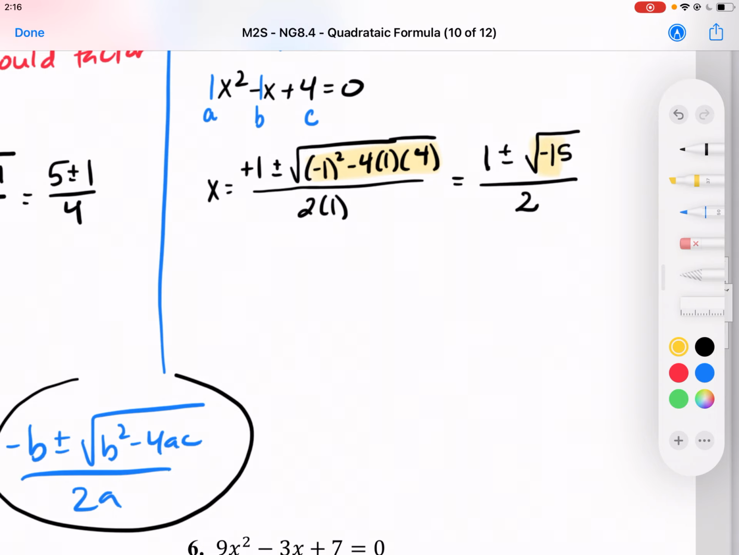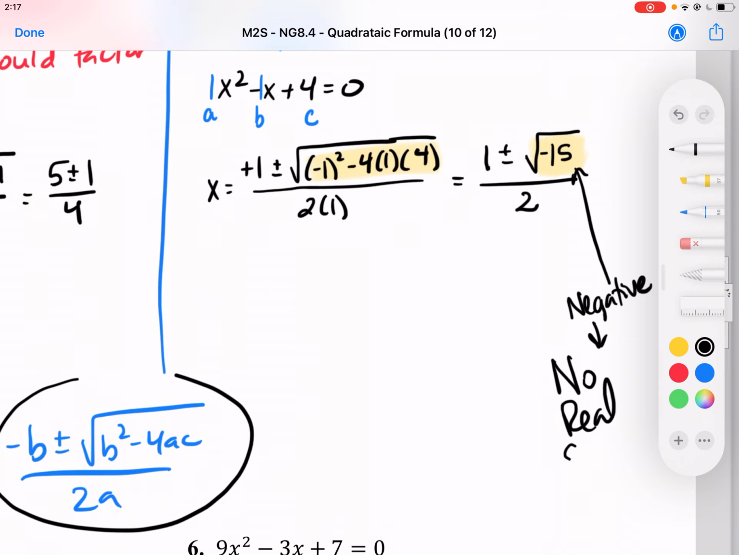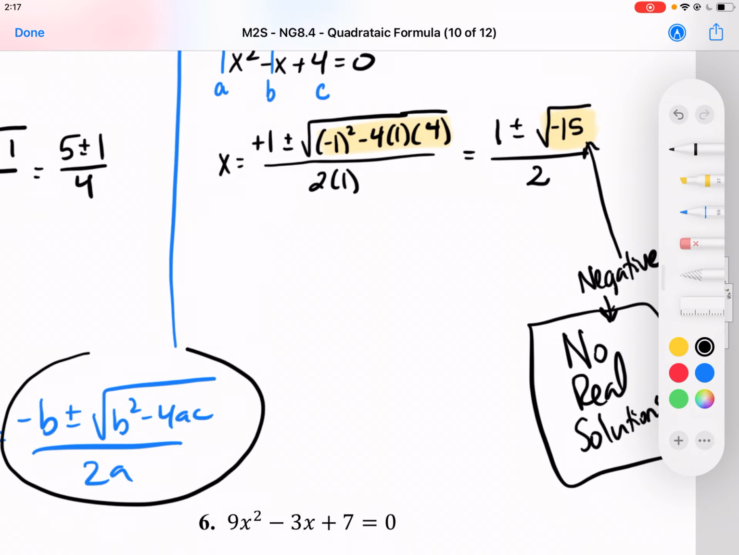Now, we're going to be talking about this more in a bit, but this little part's called the discriminant. So if you have a negative under the square root, that means there's no real solutions. There are solutions, they're just called imaginary solutions, and we'll be finding those later. But for now, we're just going to go ahead and say there's no real solutions.